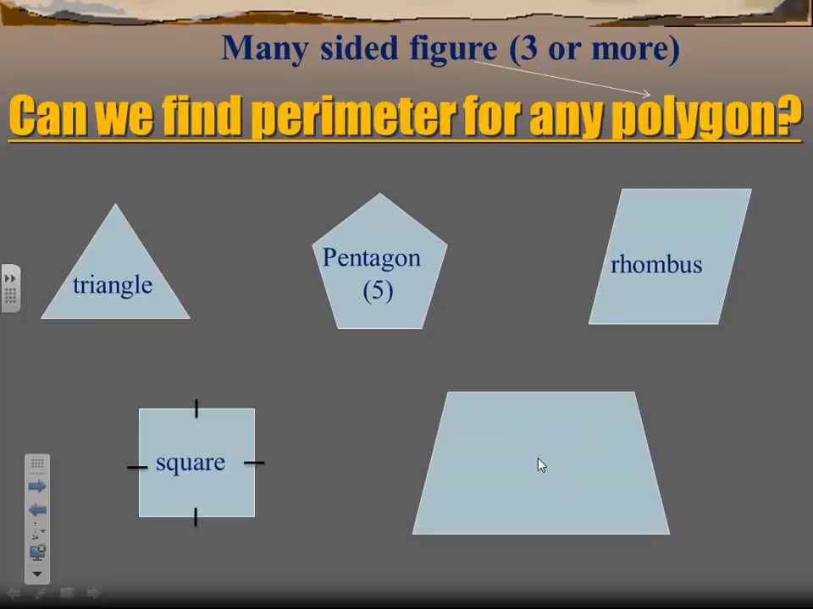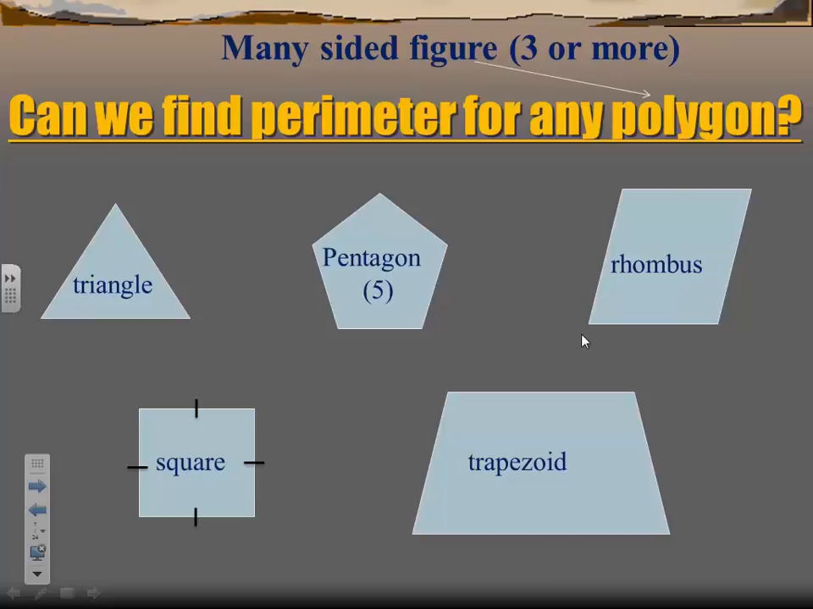And this one is a 4-sided figure where 2 of the sides, in this case it's the top and the bottom, we call those bases, where the bases are parallel. That is called a trapezoid.